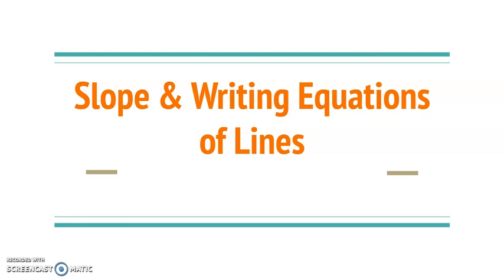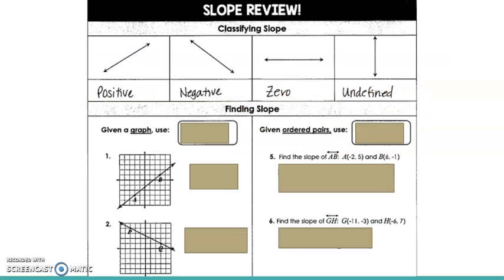In this unit, we're going to be dealing with slope and writing equations of lines. You did this last year in Algebra 1, but we are going to review a little bit of it so we can use it again for this unit. So as a review, when we have slope, we have four different kinds of slope. We have positive, which is going up when we're looking left to right, negative, going down left to right, zero, and undefined. So those are the four different kinds of slope that we are using.